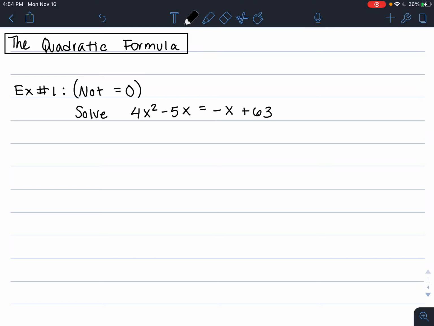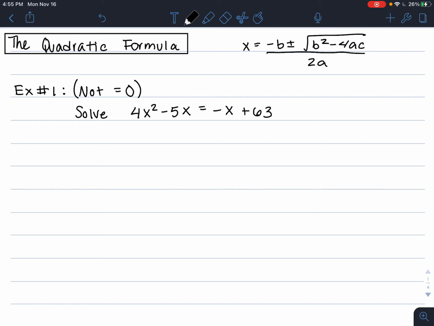So we're going to go through a couple examples of the quadratic formula. Remember, our quadratic formula says that x equals the opposite of b plus or minus the square root of b squared minus 4ac all over 2a. The first example we're going to do is one that doesn't already equal 0. We're going to solve the equation 4x squared minus 5x equals negative x plus 63.